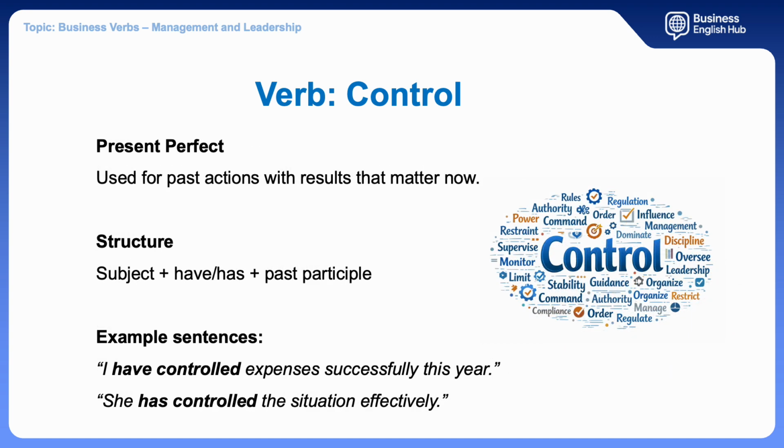The present perfect of the verb control is used for past actions with results that matter now. The structure is subject plus have or has plus past participle. And two example sentences include: I've controlled expenses successfully this year. She has controlled the situation effectively.